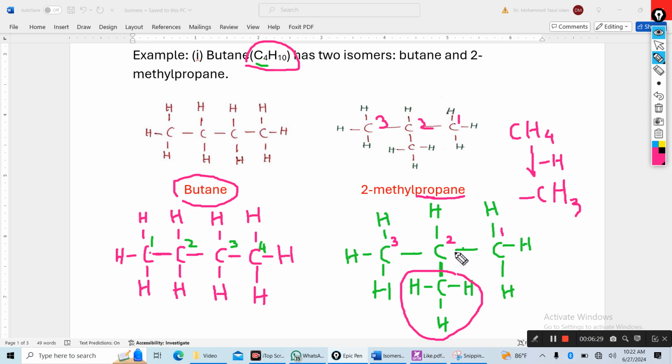This compound name will be 2-methylpropane. Why propane? 1, 2, 3 carbons, the long chain is 3 carbons, this is propane. But the second carbon contains 1 methyl group, so the name will be 2-methylpropane. Now you see 2-methylpropane, how many carbons here? 1, 2, 3, 4 carbons. Hydrogen: 3, 6, 9, 10.